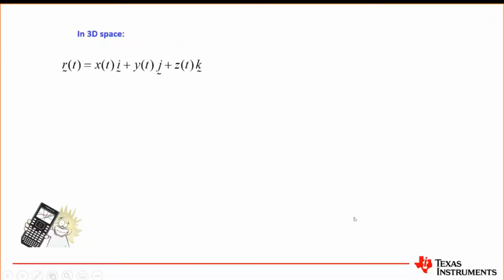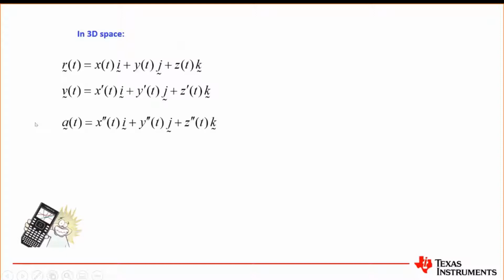So in 3D space, given the position vector, to find velocity, we need to differentiate each component. And to find acceleration, we find the second derivative or first derivative of velocity. Alternate notation is r dot of t for velocity and r double dot of t for acceleration.